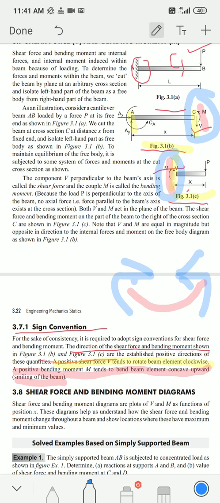Then the shear force and bending moment diagram. The shear force and bending moment diagrams are plots of V, shear force, and M, bending moment, as functions of position x. Over any distance x from a fixed end, we plot a graph, and we call this graph the shear force and bending moment diagram. This diagram helps us understand how the shear force and bending moment change throughout a beam and shows the locations where these values are maximum and minimum. Through examples, we will understand a few things about the shear force and bending moment diagram in the next lecture.